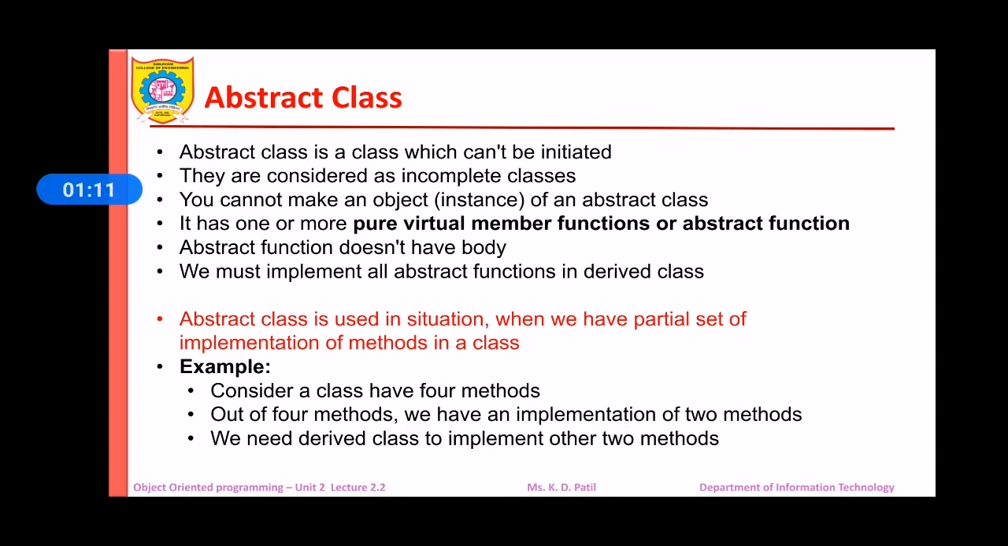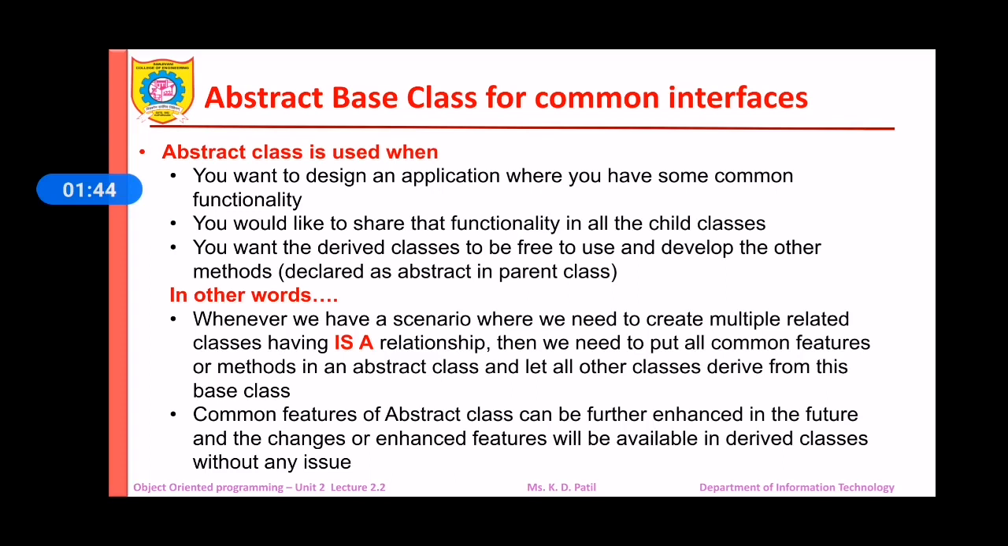Abstract class is used in the situation when we have a partial set of implementation of methods in a class. Let us consider a class which has 4 methods. Out of those 4 methods, we have an implementation of 2 methods in the class itself, and we have a derived class to implement the other 2 methods. Now, whatever the other 2 methods the derived class has implemented, those 2 methods will be declared as abstract in the abstract class.